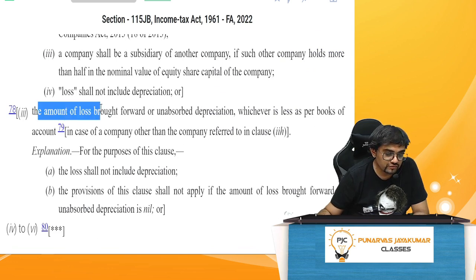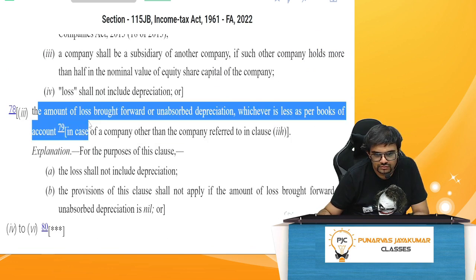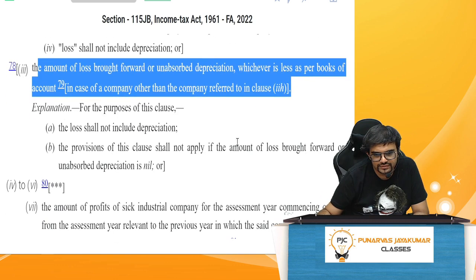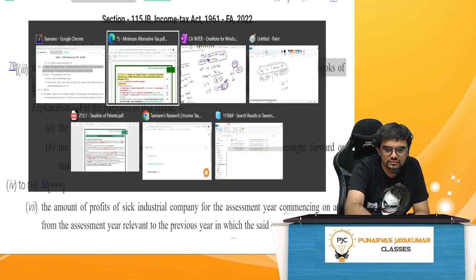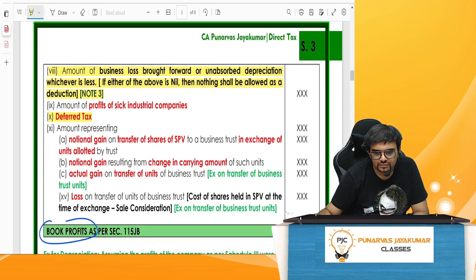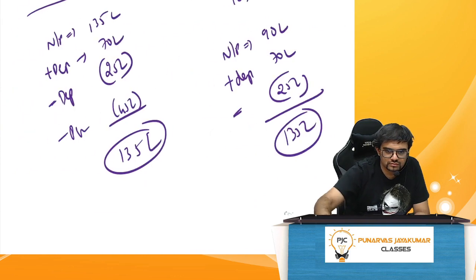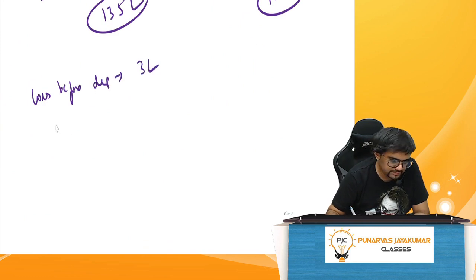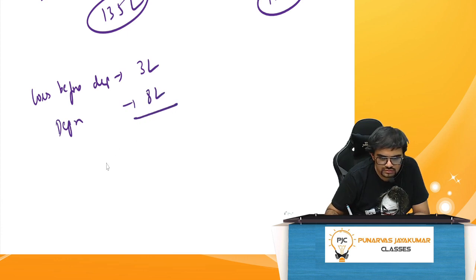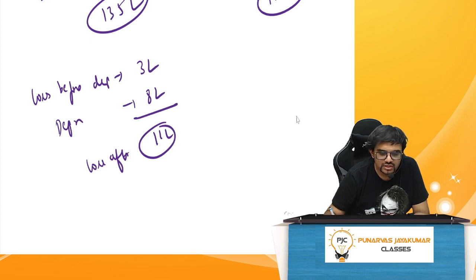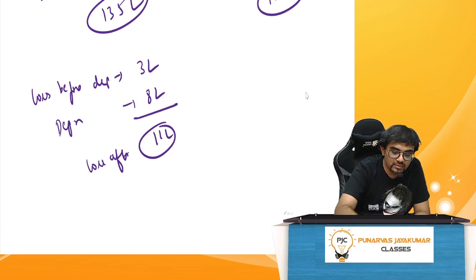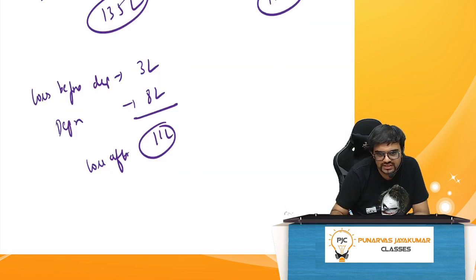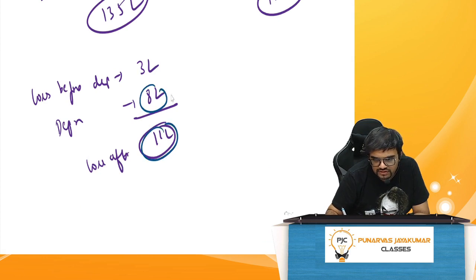The amount of loss brought forward or unabsorbed depreciation, whichever is less as per the books of accounts, in case of a company other than the company referred to in 2H. We'll see 2H later. So loss before depreciation 3 lakh. Depreciation itself is 8 lakh. Total loss after depreciation is 11 lakh. So how much should be subtracted? That says the total amount of loss brought forward or unabsorbed depreciation, whichever is less. So people are asking, should it be 8 lakh or 11 lakh, whichever is less, 8 lakh, or should it be 3 lakh or 8 lakh, whichever is less, 3 lakh?